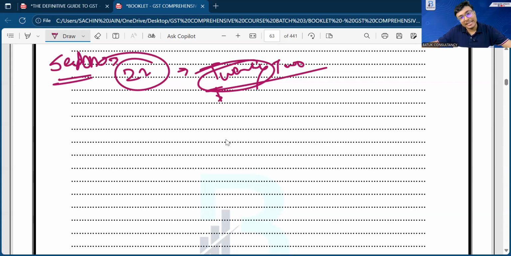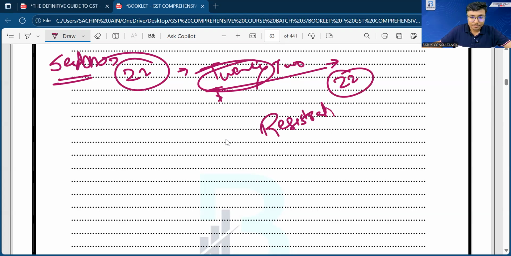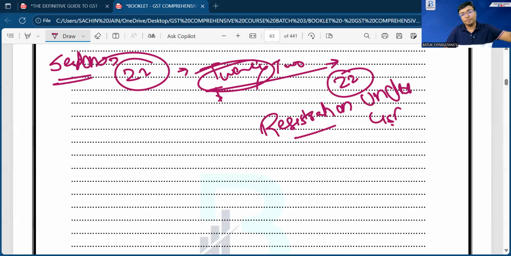So under GST, section number 22 is related to registration. This section makes it mandatory that if your turnover crosses the specific limit, you have to take the GST registration. So section number 22, 20 is the normal limit to take the GST registration. So whenever you look at number 22, 20 is the limit to take the GST registration, and 22 is your registration.